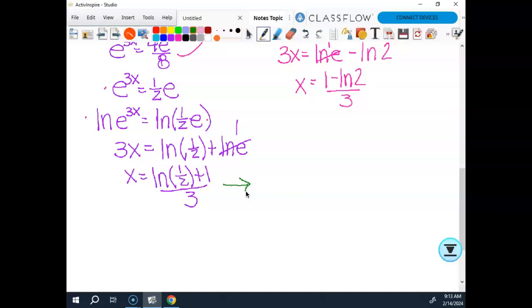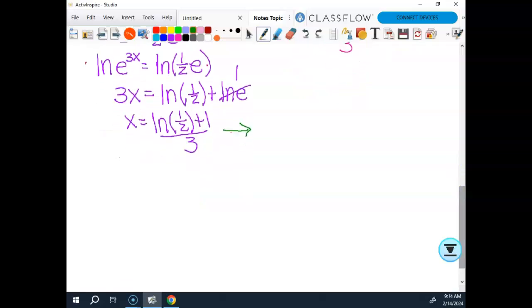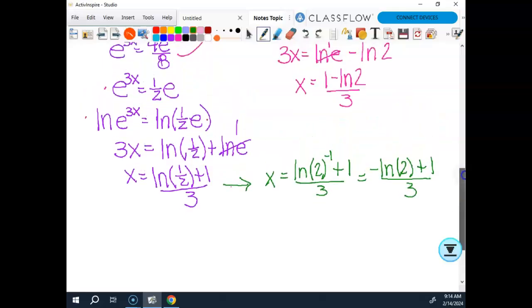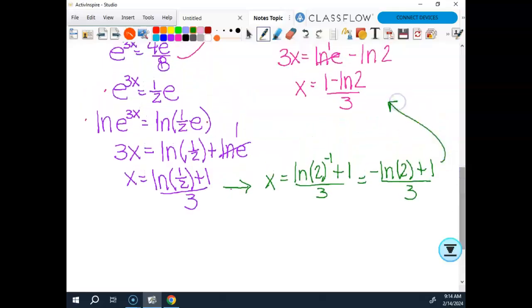But what's another way to write 1/2? 2 to what power? -1. So this can be x equals the natural log of 2 to the -1 power plus 1 over 3. Yes? Then what happens with that -1? Goes out in front, so that would equal negative natural log of 2 plus 1 over 3. And then if you flip that around in the numerator, that's what you get. And that's why they're the same thing. It's like magic.